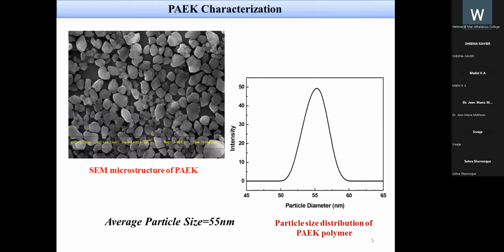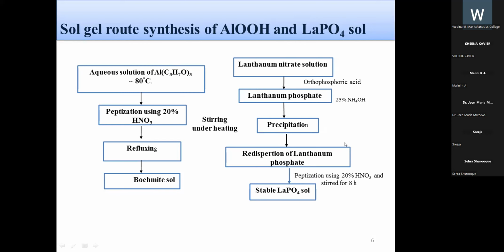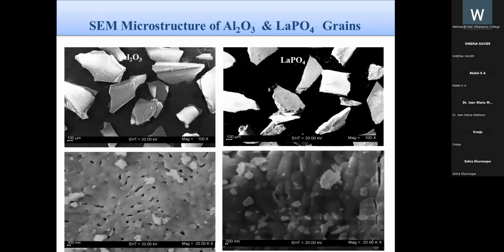This is the characterization of pure PEEK polymer, and the particle size and some images are shown here. To overcome its disadvantages, I have incorporated alumina and lanthanum phosphate grains, which are synthesized through the sol-gel route. The sol-gel route for the synthesis of boehmite salt and the lanthanum phosphate salt is shown here. These salts are dried, and I obtained alumina and lanthanum phosphate grains, which are incorporated into the PEEK matrix. This is the microstructure of alumina and lanthanum phosphate grains.